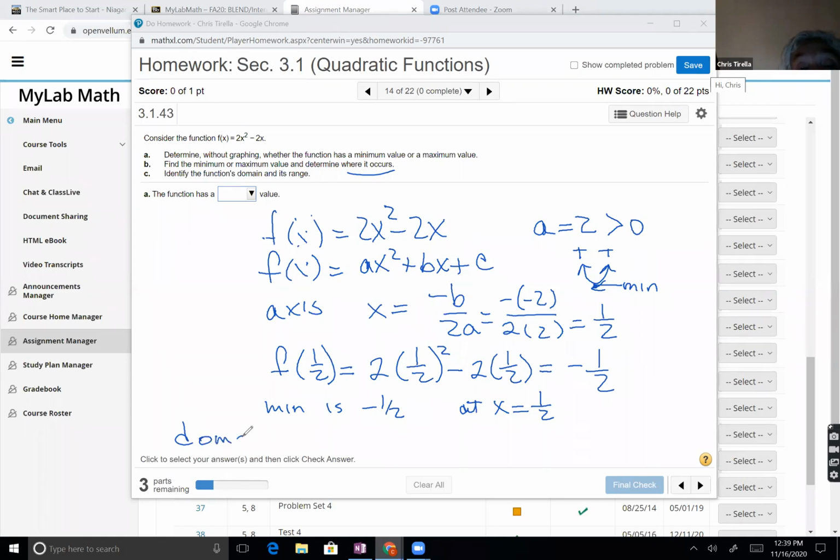So the domain, because this is a quadratic function, it's a parabola that's opening upward. It goes on in either direction. There's no smallest x value. There's no largest x value. However, for the range, we know it has a minimum value. That smallest value is that turning point value, which is negative 1/2, and then it goes upward from there.